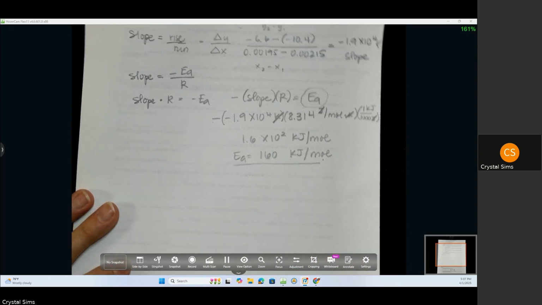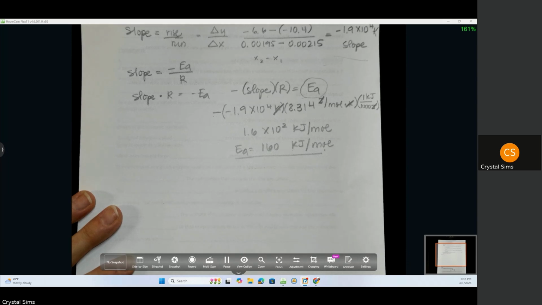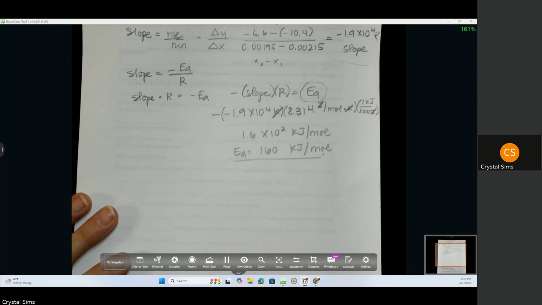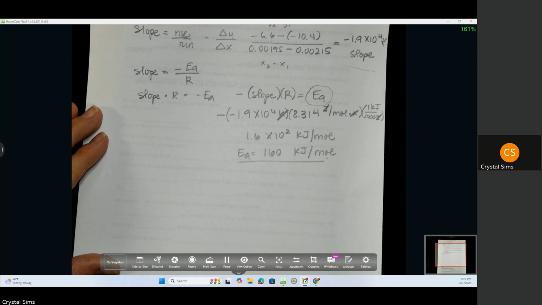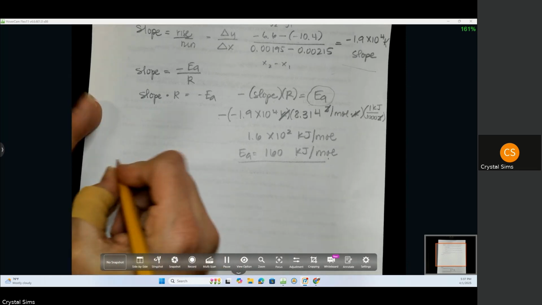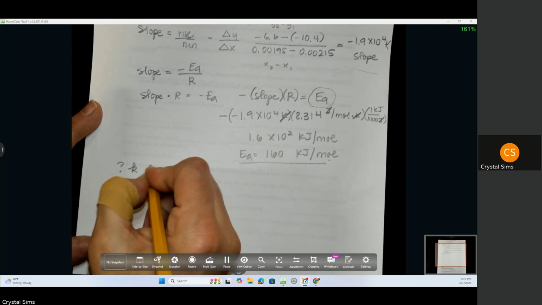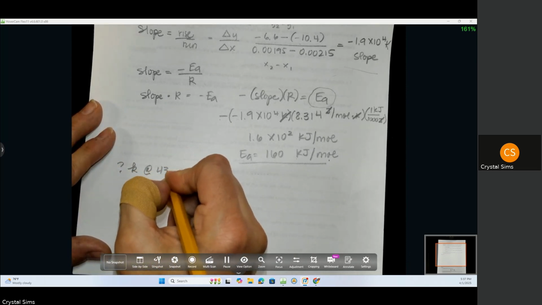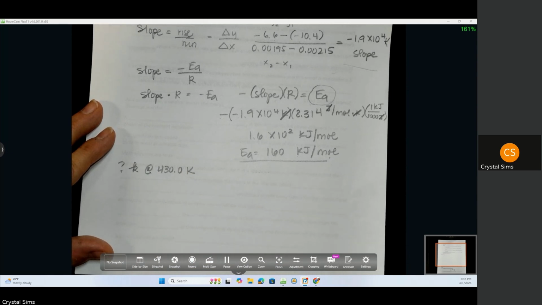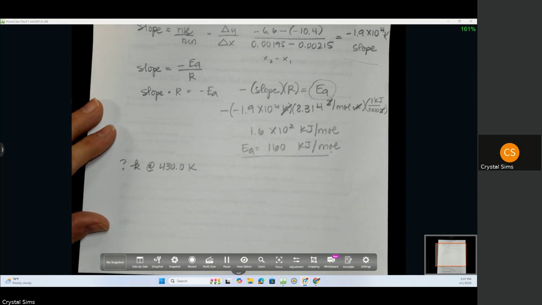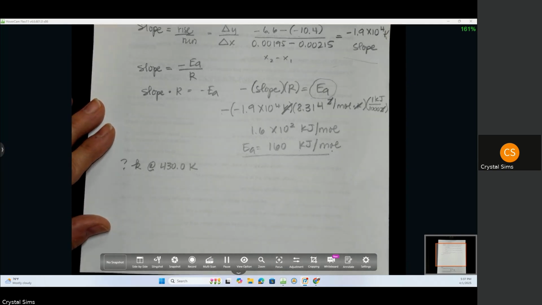But there was another part to this problem, and it said, what is the value of the rate constant at 430.0 Kelvin? So we want to know the rate constant at 430.0 Kelvin. So we're going to use our equation here.